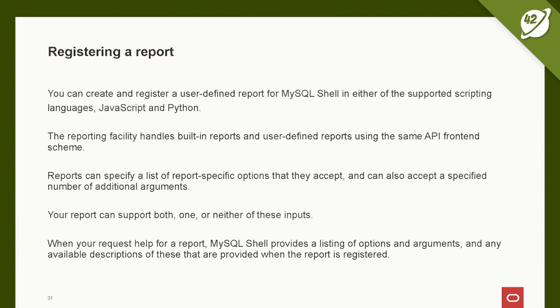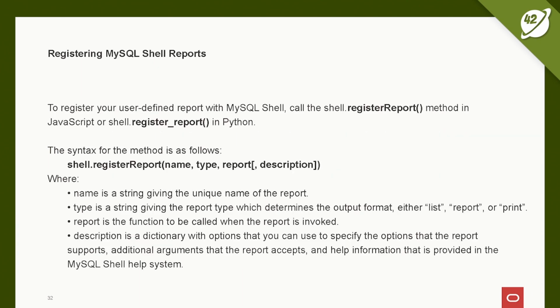You can register a report that you define in Python or JavaScript. The reporting facility handles building reports, and there's a whole bunch of them out there already for you. And reports can specify a list of report-specific options. If you want to have a -v for verbose, -z for compress, however you want to do it. And you can have all sorts of inputs. So it actually reads from the screen.